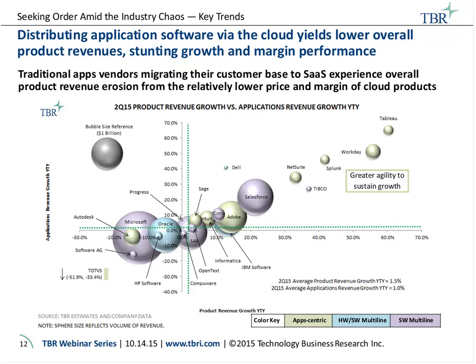What you can see here is the high flyers are in the upper right. They don't have a lot of license revenue, so this is largely reflective of what they've been doing in terms of their subscription revenue.